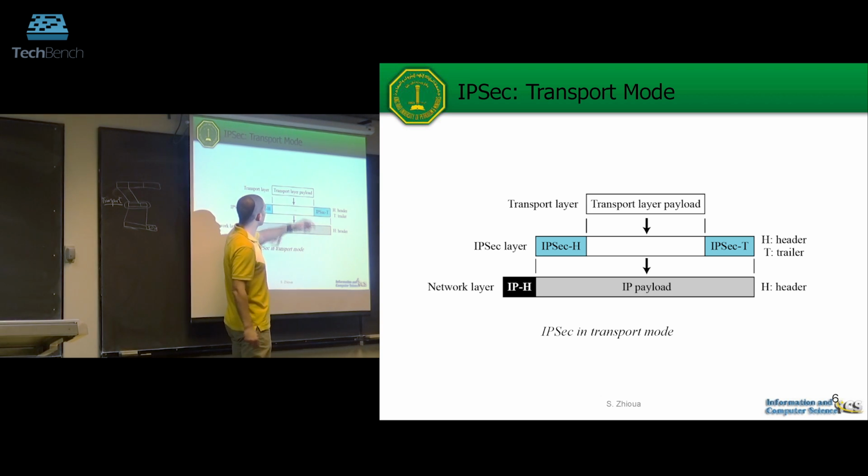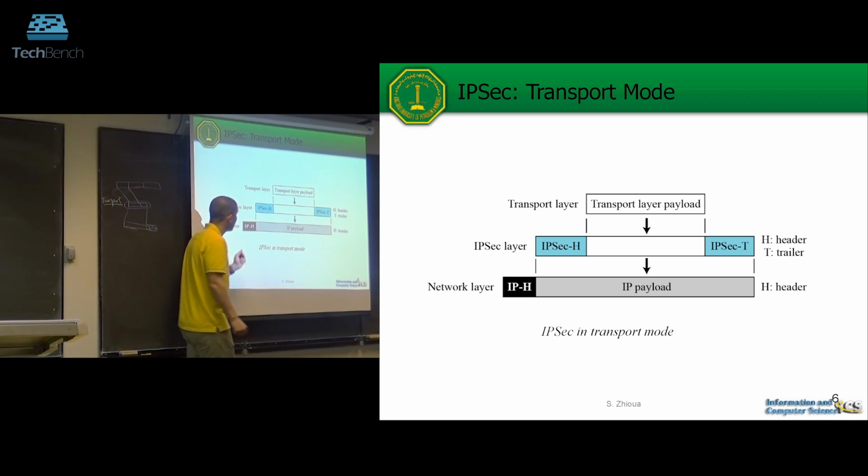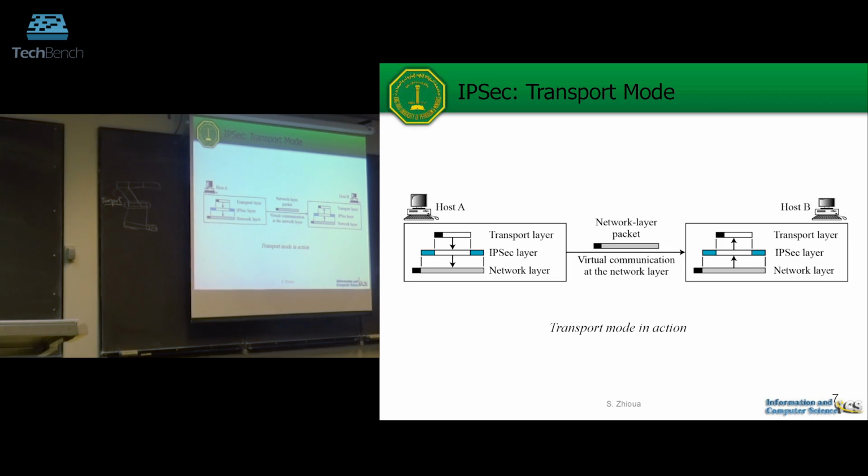Basically, this is the transport layer payload. This is what you get from the transport layer. You add a header and a trailer. IPsec will add both things, a header and a trailer, and then it will add the IP header as normal. So the protection is only on that part. This is the transport mode. Of course, when sending you do this, and at the destination you do the opposite.